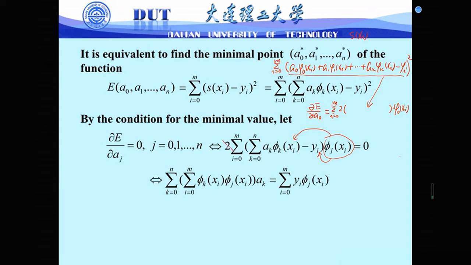And also here, 2 times, because this equation equals 0, the common factor 2 can be deleted. It's okay? And also here, we have a double summation. Double summation, we can change the order. Now we move summation of k from 0 to n outside, and inside, the summation i from 0 to m of phi k xi multiply phi j xi. Multiply ak. Because the index for a is k, so ak can be outside this summation of i, but inside the summation of k. It's okay? Then we obtain this linear system.